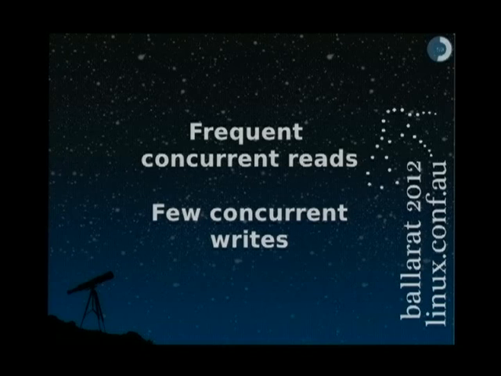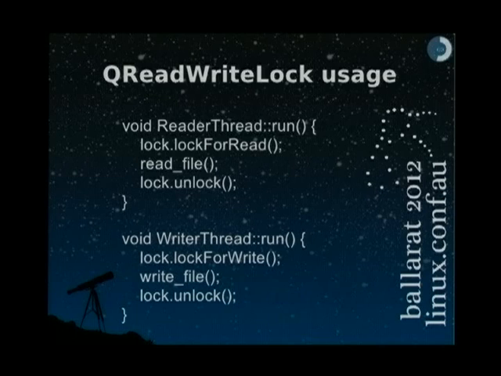So this is the scenario where you want to have a QReadWriteLocker, and if you have a mutex, probably you are suffering a lot of pain. When you have an object which goes through frequent concurrent reads and very few concurrent writes. Now the API of QReadWriteLock is very, very easy. It's very similar to mutex, so you have a lock function, but in this case you have a lock for read and lock for write.